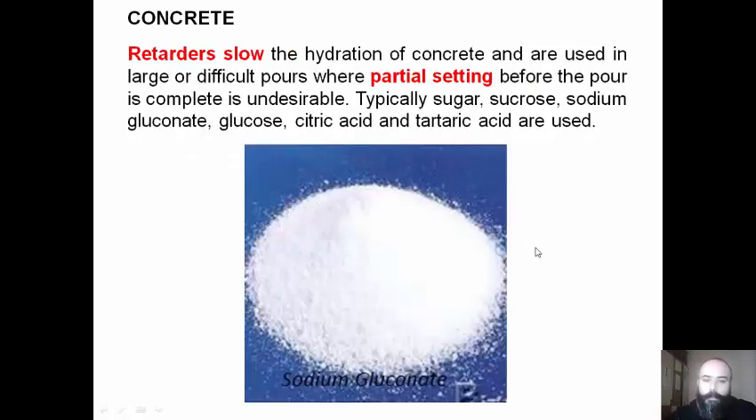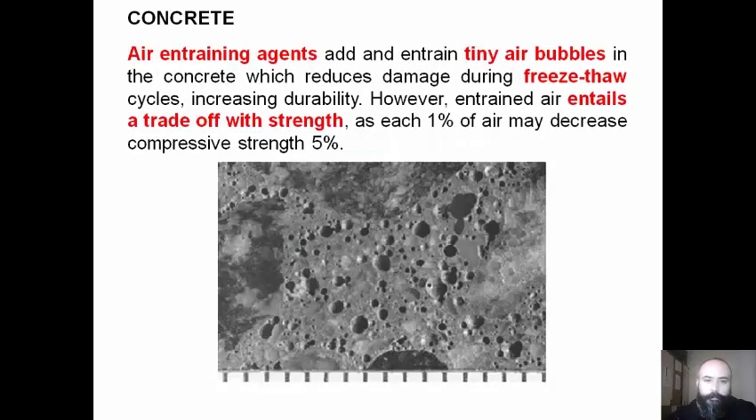Retarders, in the opposite, slow the hydration of concrete and are used in large or difficult pours, where partial setting before the pour is complete is undesirable. Typically sugar, sucrose, sodium glucose, citric acid, and tartaric acid are used.